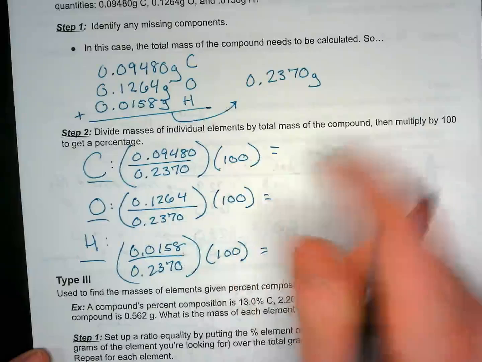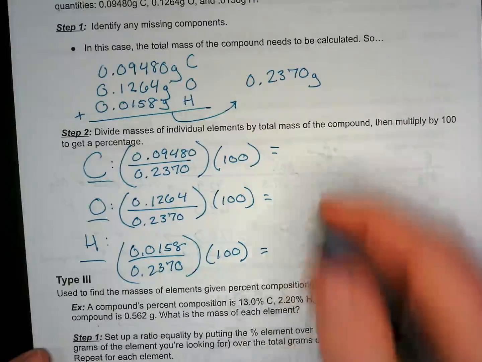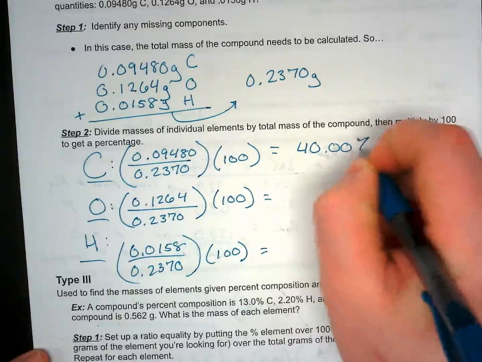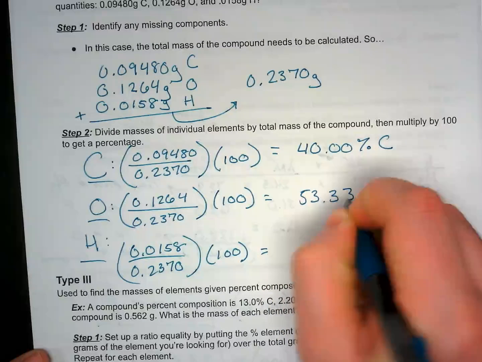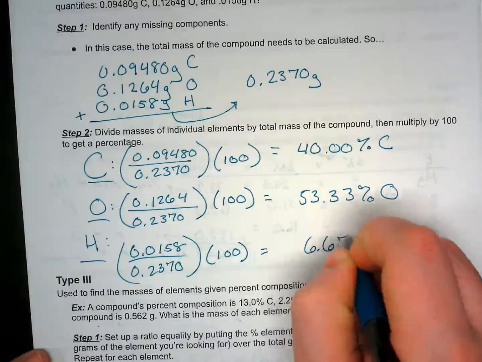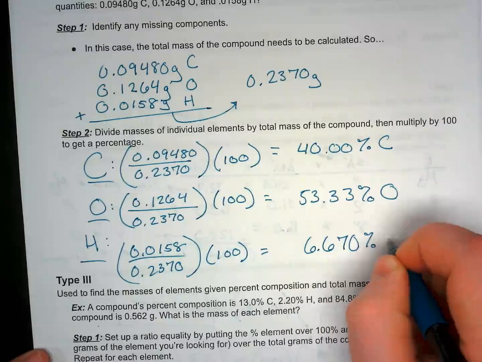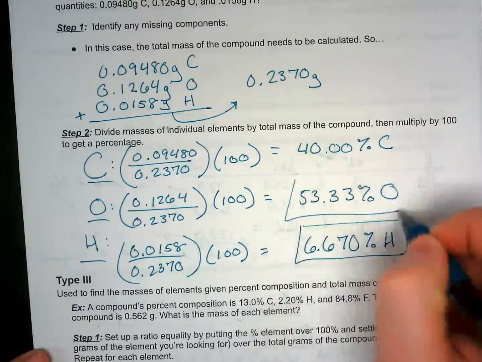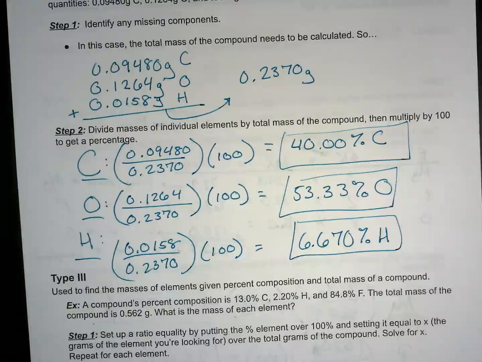So we just plug these in, keeping sig figs, because you've got to keep sig figs here. What you should end up with is 40.00% for carbon, 53.33% for oxygen, and 6.670% for hydrogen for our percent compositions.